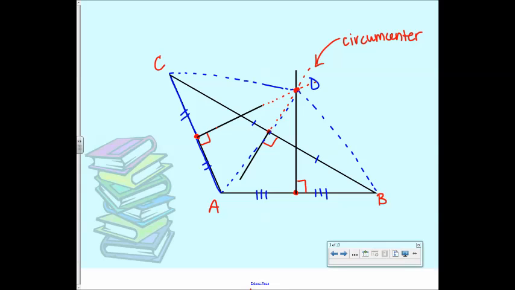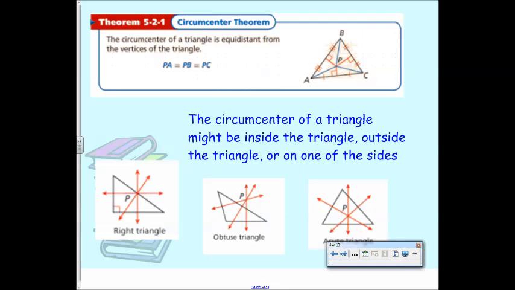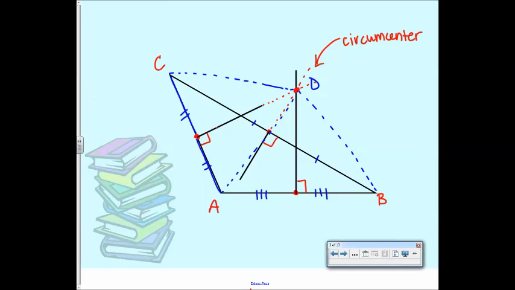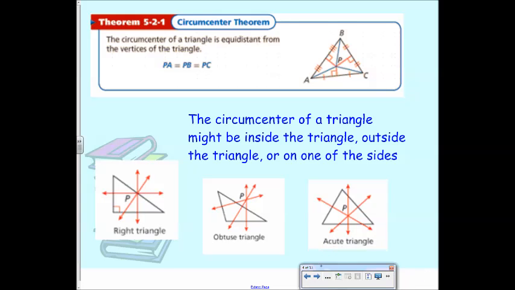Okay. All right. So this right here is just telling you that, but I think this picture is really small, so I think it's a little bit challenging to see. But all of these, this triangle right here that we just looked at was what kind of triangle? Obtuse. So the circumcenter was where? Outside. If it is acute, where is the circumcenter? Inside.